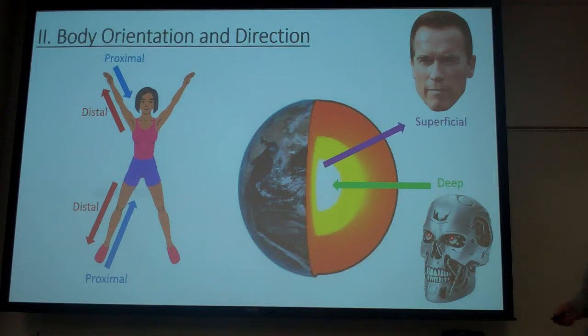You could also say that Arnold Schwarzenegger is superficial, okay? But the Terminator is deep, because deep down we all know who Arnold Schwarzenegger is. I'll be back. So those are the last two terms there, talking about directions.